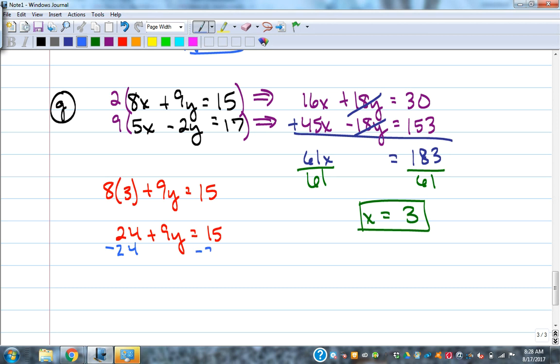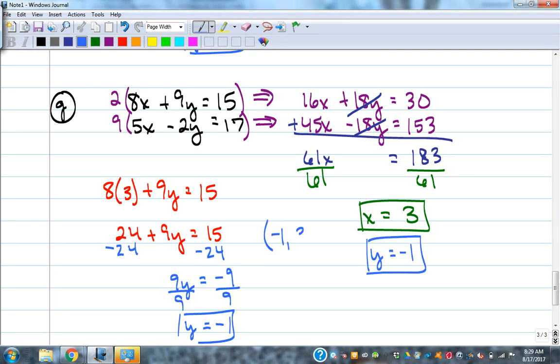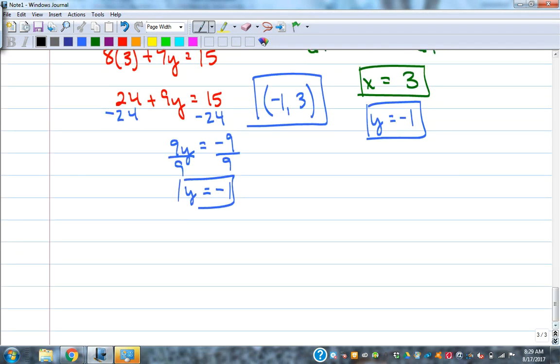Subtract 24. 9y is negative 9. Divide. Y is negative 1. Negative 1, 3. And there we have it. It's an ordered pair solution. Okay. Not bad. Easy stuff, multiplying both equations by something. One last example, and we'll be done for the day.